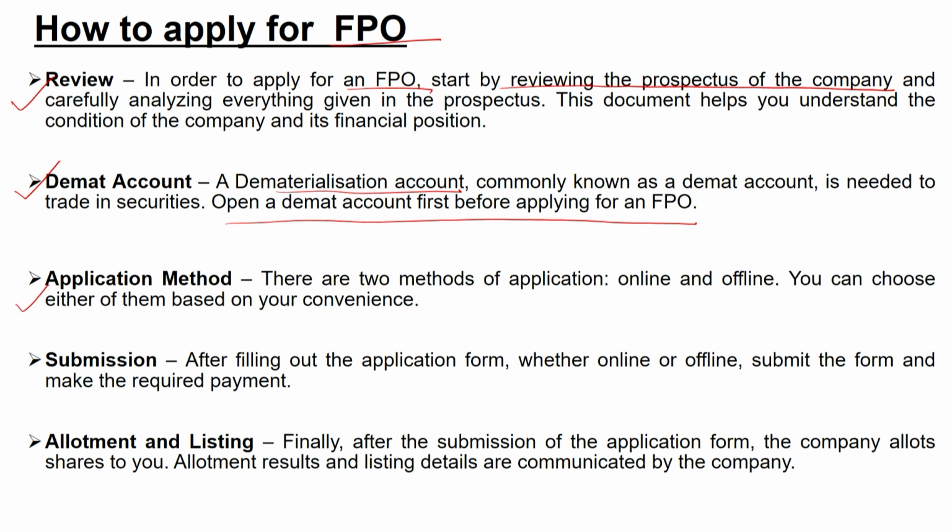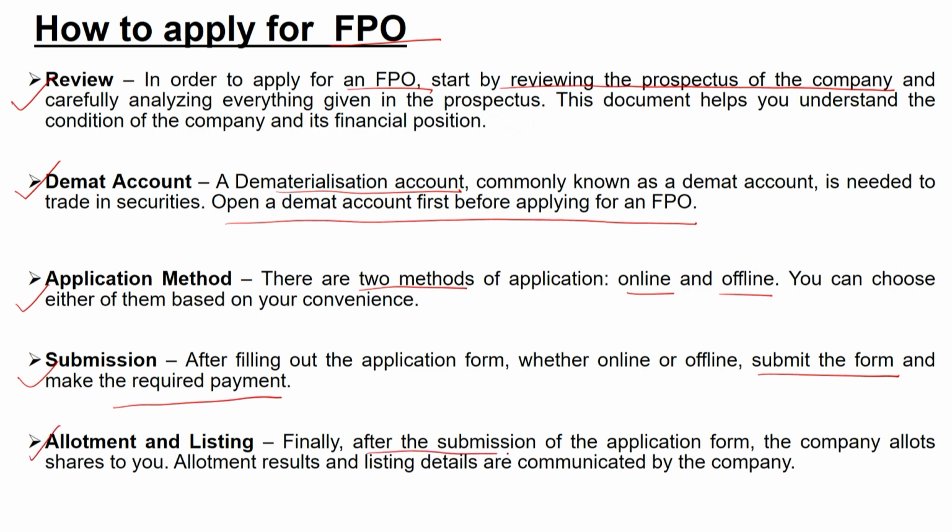After that, you need to follow the application method. There are basically two methods of application, online or offline. You can choose either of them based on your convenience. Then you need to submit your application form by filling it in either online or offline. You need to fill in the various required information, make the required payment, and submit your application form for applying to the FPO, and after that the allotment and listing take place.